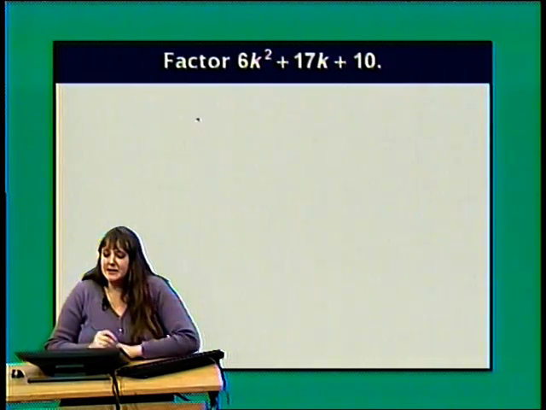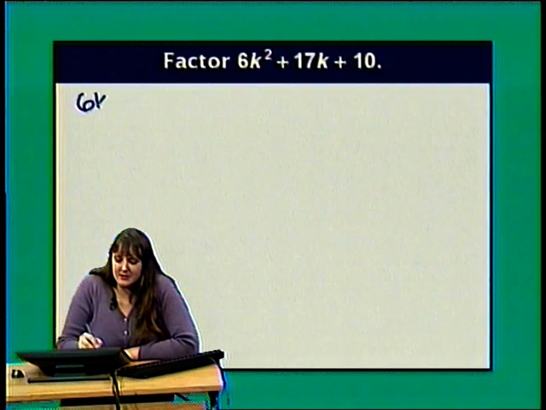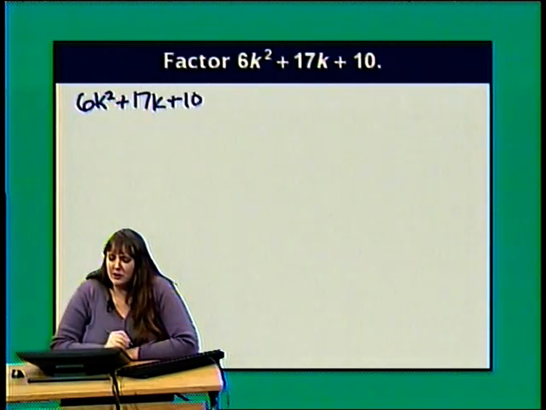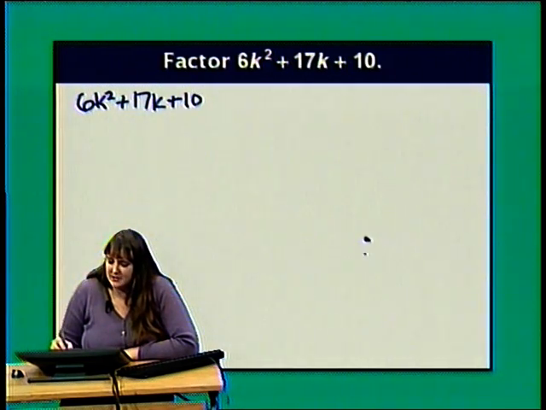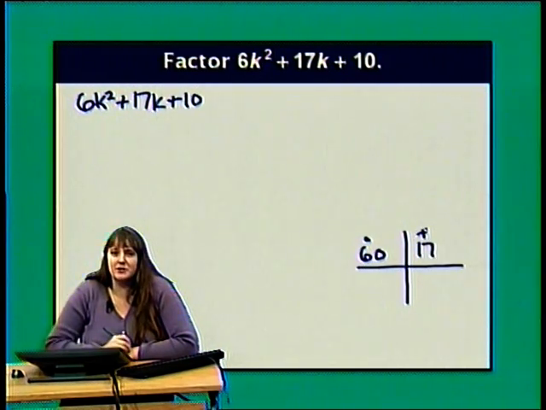Now let's factor 6k squared plus 17k plus 10. Do I have any common factors? Doesn't look like it. 17's prime. 6 is not prime. 10 is not prime. I don't want to attempt factoring by guess and check. So let's try factoring by grouping. 6k squared plus 17k plus 10. I'm looking for a product of 6 times 10, which is 60, and a sum of positive 17. That's the coefficient of k.